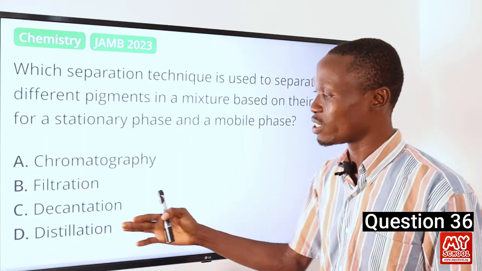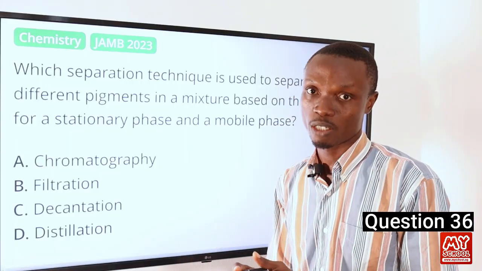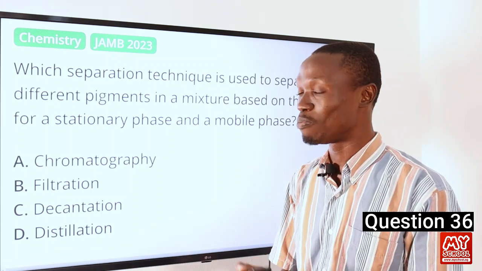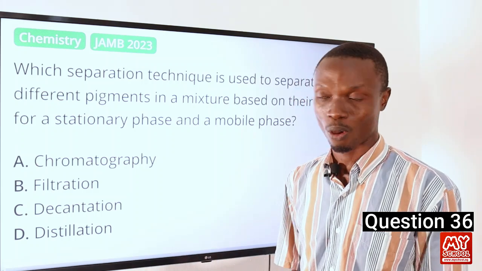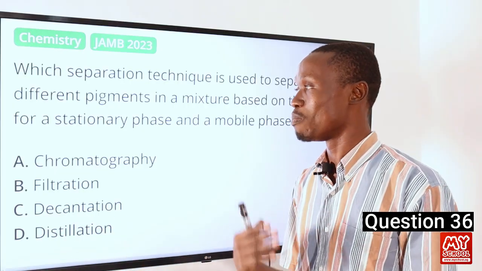Then distillation is used to separate two miscible liquids of close boiling point. For example, a mixture of water and alcohol, ethanol.